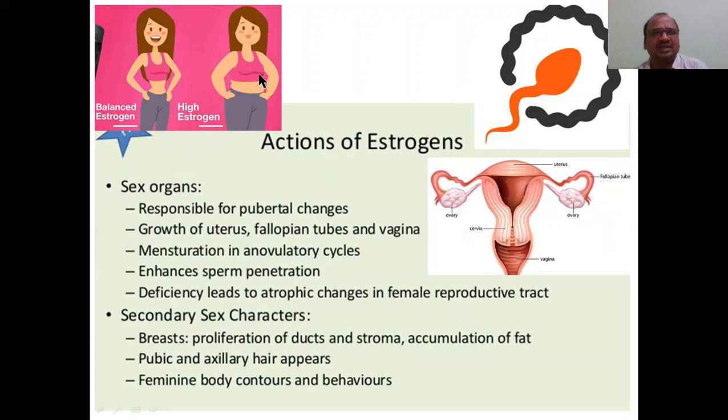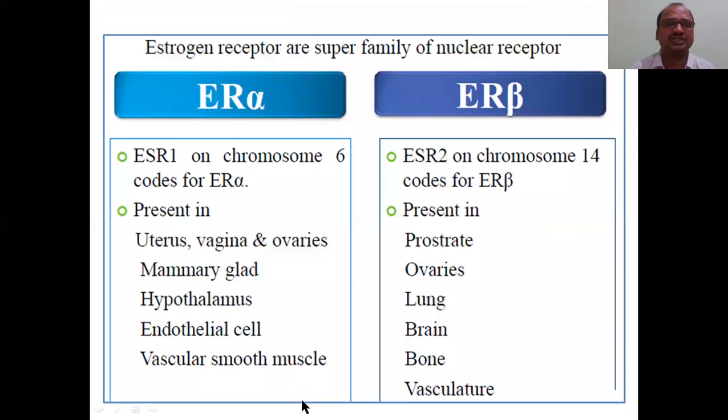In the breast, what happens? Proliferation of the ducts and stroma, accumulation of fat. See, with high estrogen they will get a tummy. If estrogen levels are more, fat will go on accumulating. High estrogen level, you have to keep in your mind. This is the balanced estrogen. She is maintaining her figure. The one not maintaining the figure, it is not her fault, that is a hormonal problem. That is estrogen. Pubic and axillary hair appears, and feminine body contours and behaviors will change.